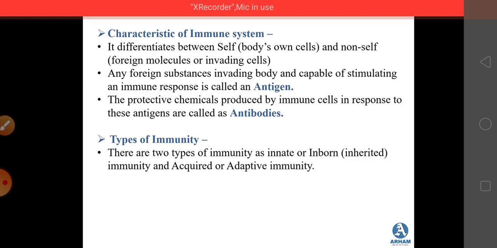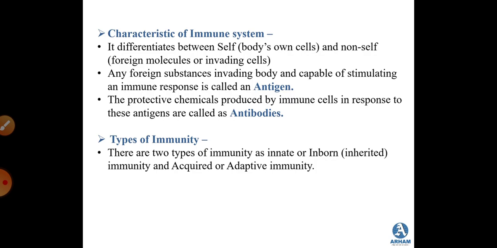Let us understand more about immunity by studying the characteristic of the immune system. Now, the main and the only characteristic of the immune system is that it can differentiate between self and non-self. Now, what is self and non-self? Self is our own body cells, which are not harming our body in any sense. And non-self are the foreign molecules or the invading cells that are entering our body.